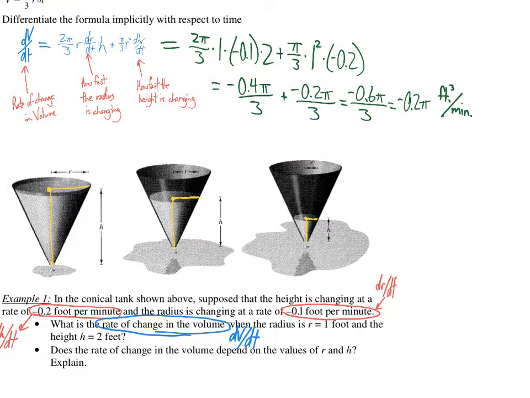So all you did was, where we said negative 0.2 feet per minute was dh dt, we just plugged in negative 0.2? Yeah. That's it? Mm-hmm. Yeah, I can do that.